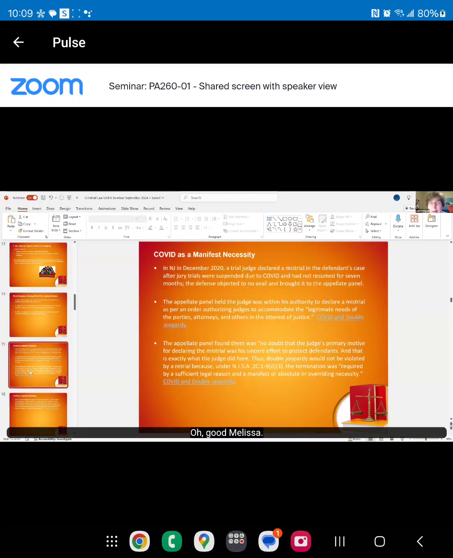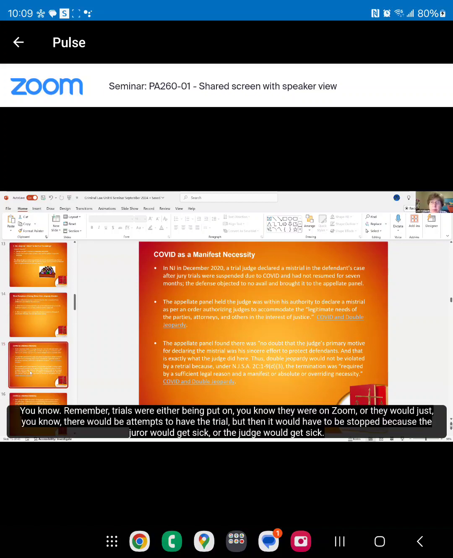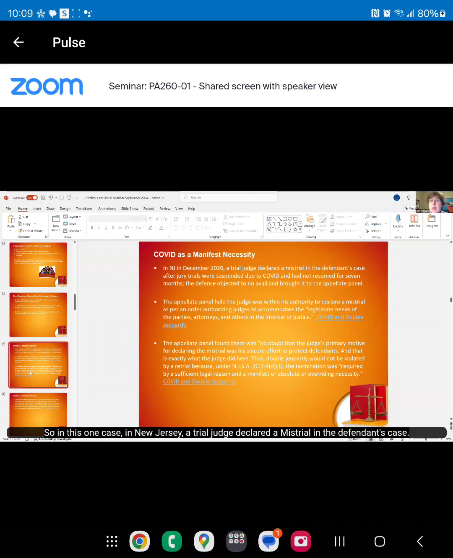Kind of an interesting thing is, back in the days when COVID was so rampant, in 2020, remember trials were either on Zoom, or there would be attempts to have the trial, but then it would have to be stopped because the juror would get sick or the judge would get sick. So in this one case in New Jersey, a trial judge declared a mistrial in the defendant's case after all jury trials were suspended due to COVID, and they hadn't resumed for 7 months.